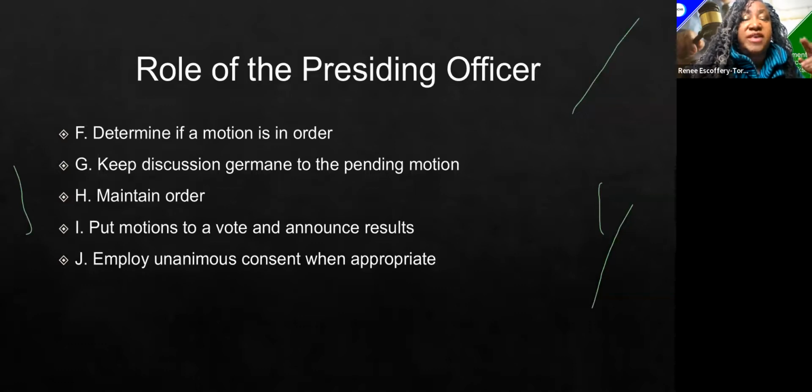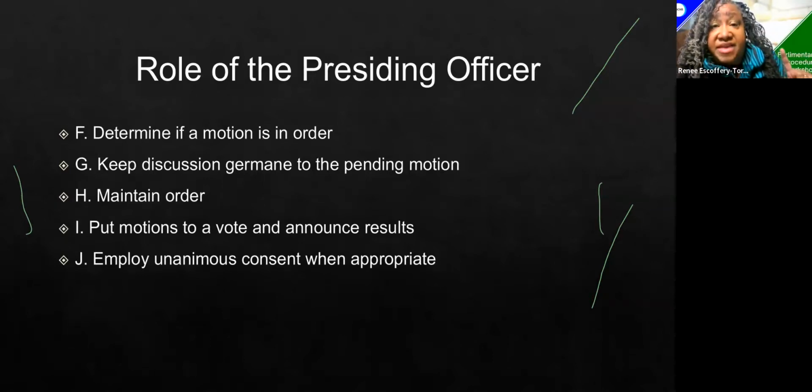Also, the presiding officer is the one that will put the motion to a vote. Not only does he or she put the motion to a vote, but they also announce the results. Now, that's very specific when you are doing an election, and we'll talk a little bit about that later as well. And then you employ unanimous consent when appropriate. Unanimous consent is what? It's when everybody is in agreement, and so you really don't need to take a vote.